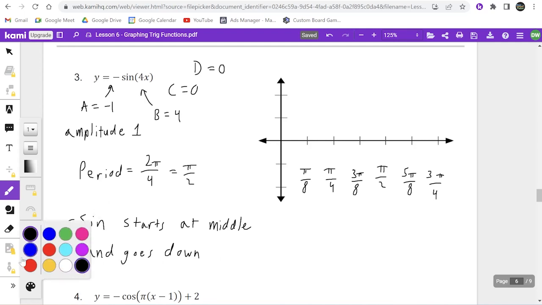Also, since there's no shift, that makes it easy for me. It means I'm going to go here at 0, 0. Then I go down to here. Then I go up to here. That's middle, so I have to go up again. And then back to middle. And then the low position. And then back to middle. And if I graph this, it's going to look something like that.